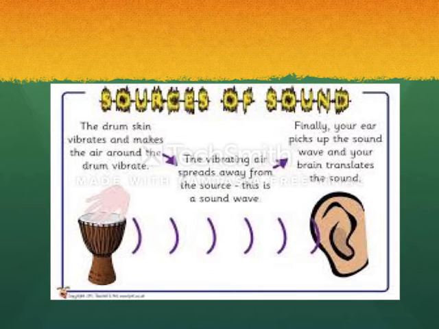So here is an example. If you were to strike the head of a drum, it would cause that to vibrate, which would cause the air around it to vibrate. And that vibrating air travels from the source, which is called a sound wave, to your ear. Your ear then picks up that sound wave, and then your brain translates that sound.